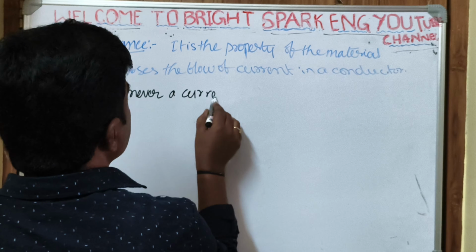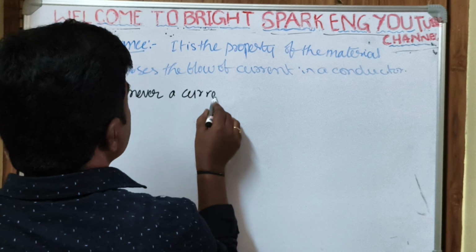I is equal to V by R, V is equal to IR, R is equal to V by I. All these are Ohm's laws. Here, whenever voltage increases, then current also increases. This means V is directly proportional to I. When voltage increases, current also increases, then resistance is constant.